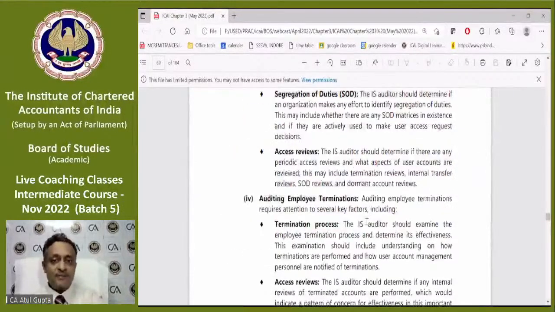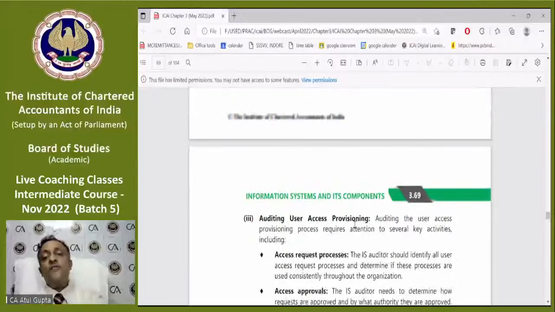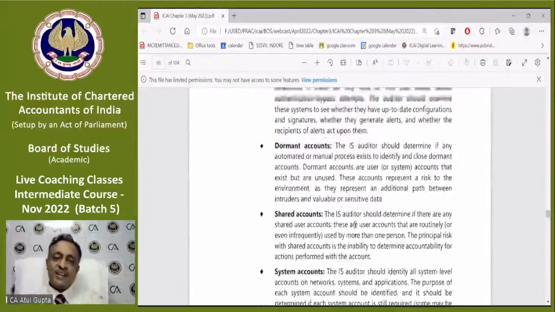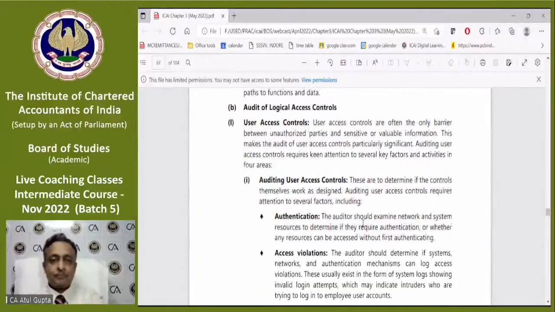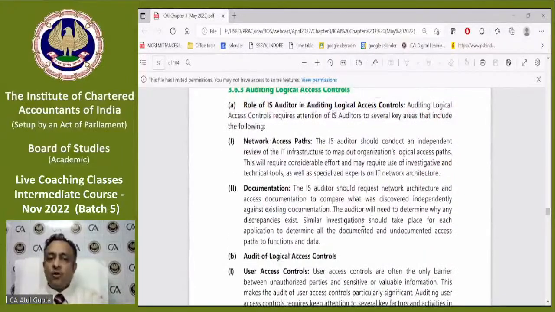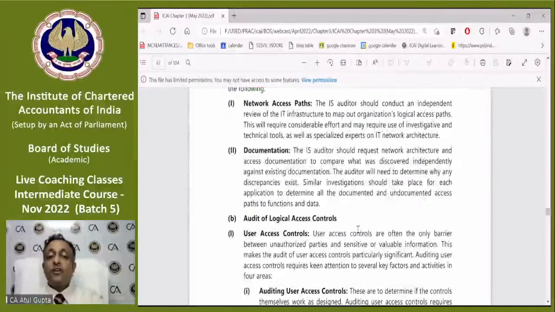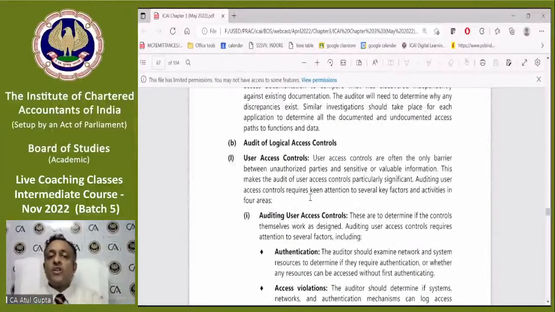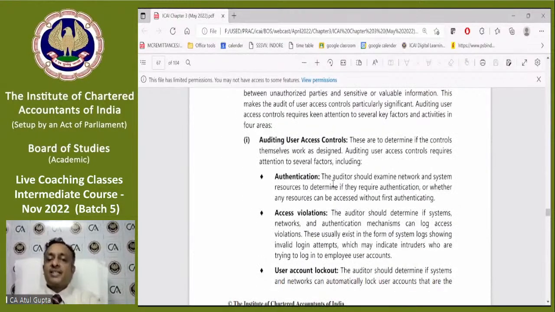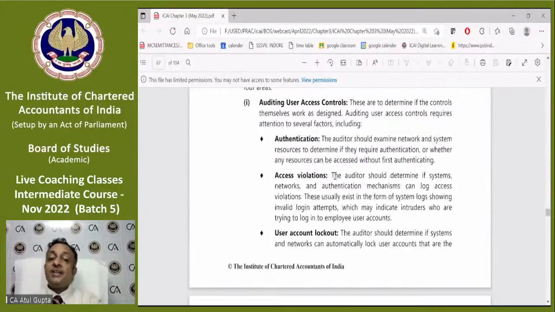This is important. What are we reading? Auditing of logical access control. So our first header is, we talked about the role of the IS auditor. Now B point, audit of logical access control. That includes user access control. Within user access control, auditing user access control, how authentication is being done, how access violations are being tracked, and how authentication is being done. You're auditing.